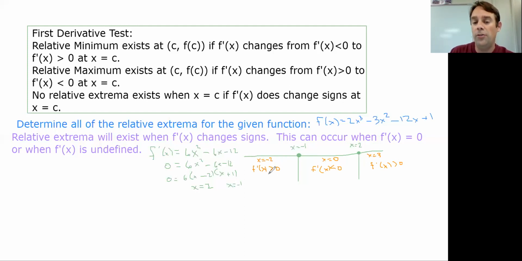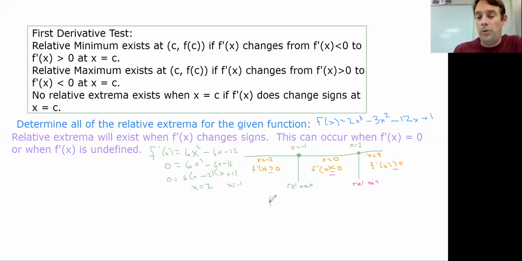Notice, I'm going from greater than 0 to less than 0. That means I have a relative max located when x equals -1. At x equals 2, I went from less than 0 to greater than 0. That tells me when x equals 2, I had a relative min. My derivative changed signs, and remember, it has to change signs for there to be a relative extrema.